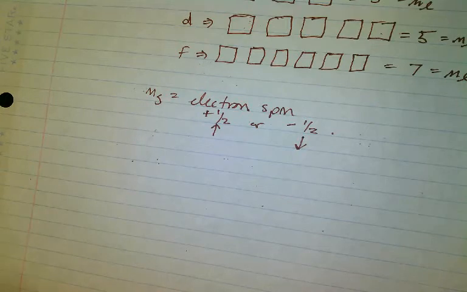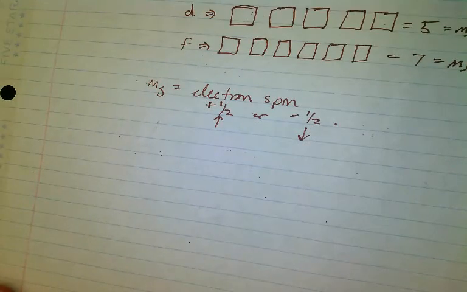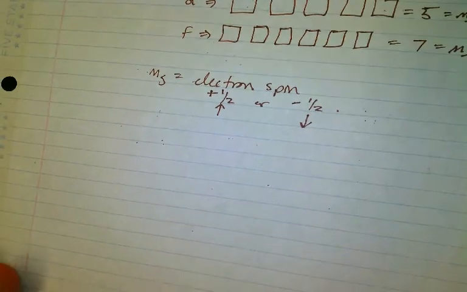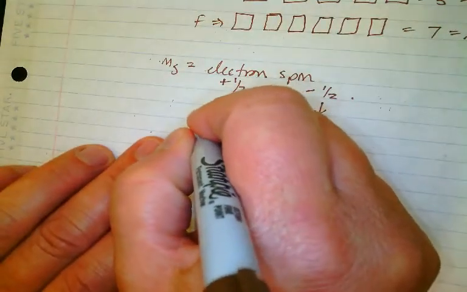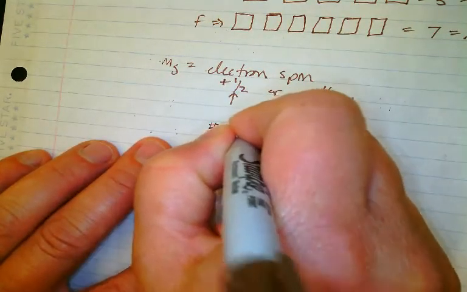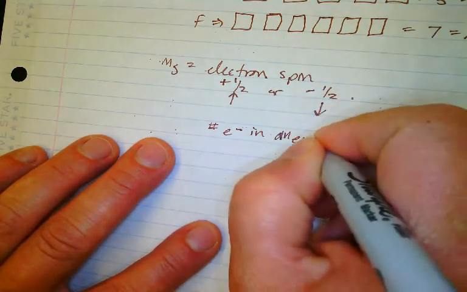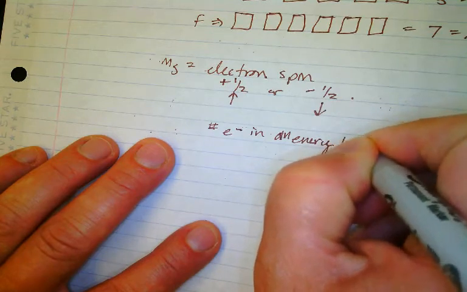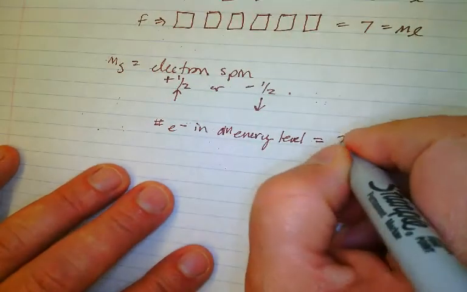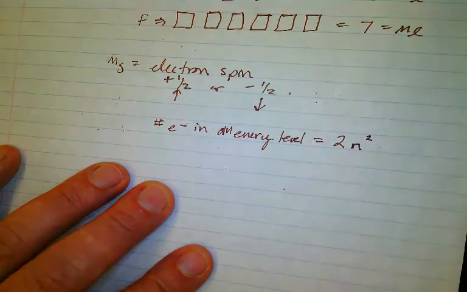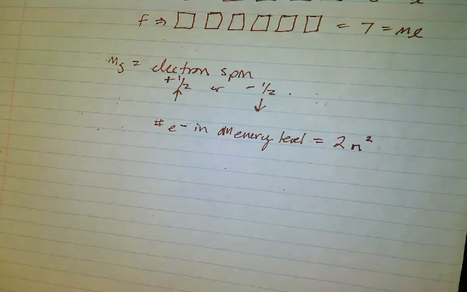Okay, now let's say you wanted to figure out the total number of electrons in one energy level. There's an actual equation for that. If you wanted to figure out the number of electrons in one energy level of your choice, here's what you need to do. You need to take 2 n squared. Now where's the n? What is n? The energy level. Yes. So that should be helpful. Okay?